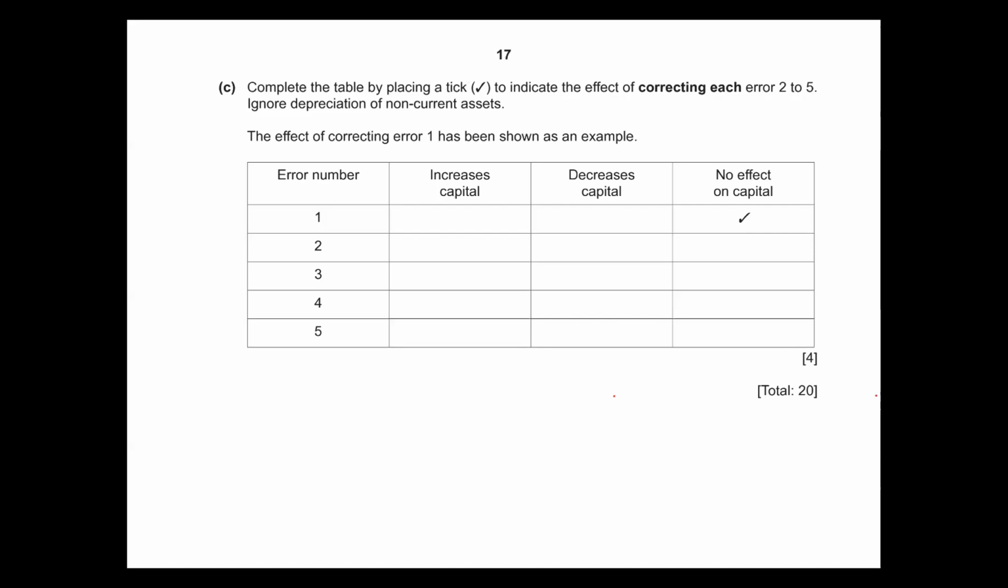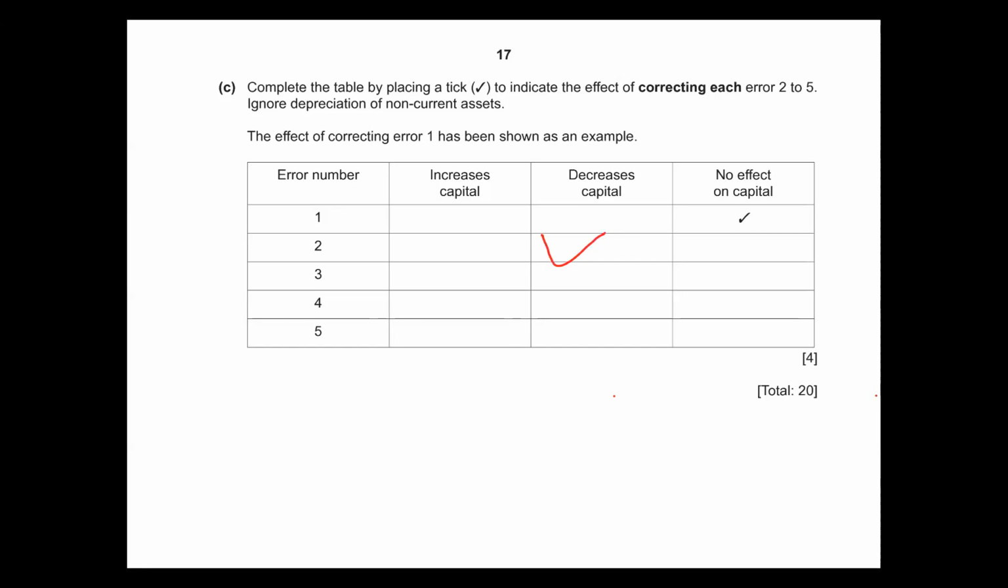Then let's go to error number 2 and the correction we made. If you remember, we debited the sales account and credited the other person's account. What impact does debiting the sales account have? Does it increase capital or decrease capital? So it decreases capital.